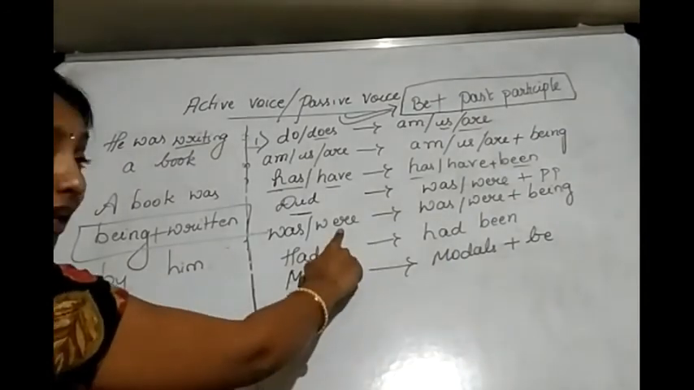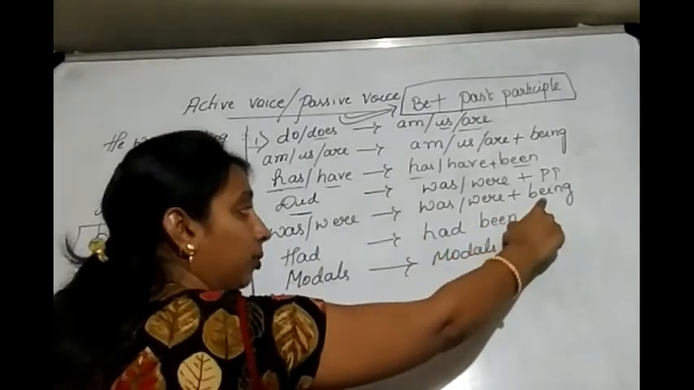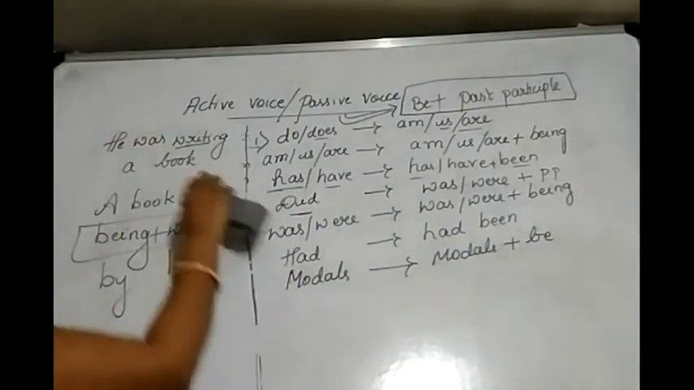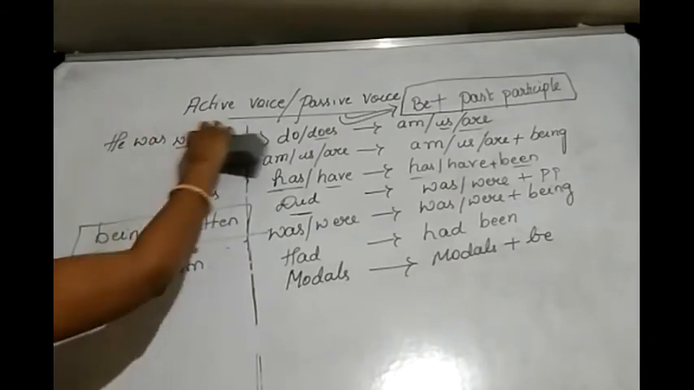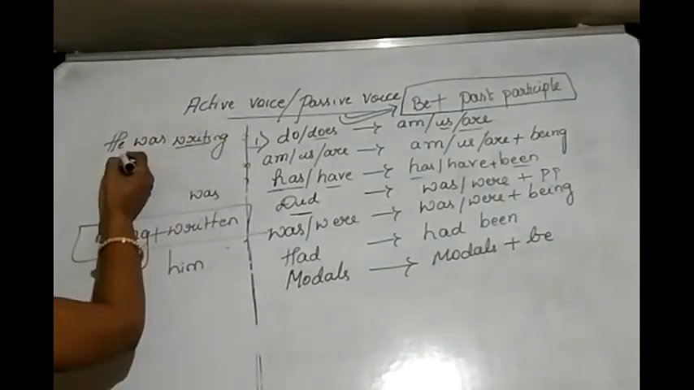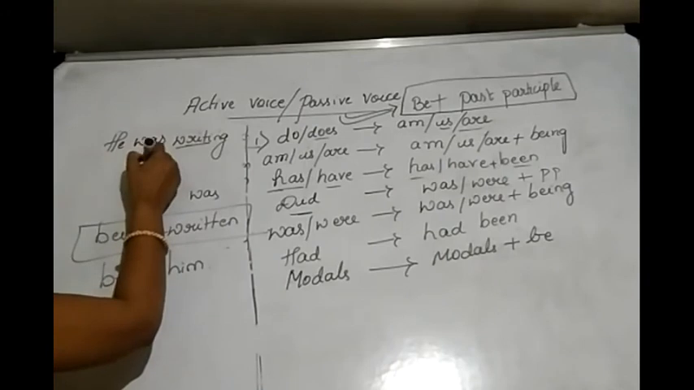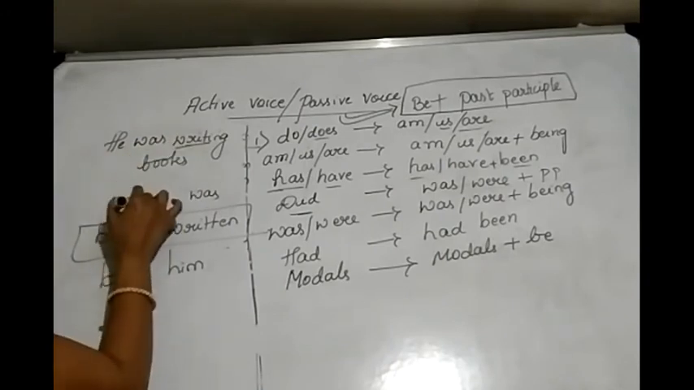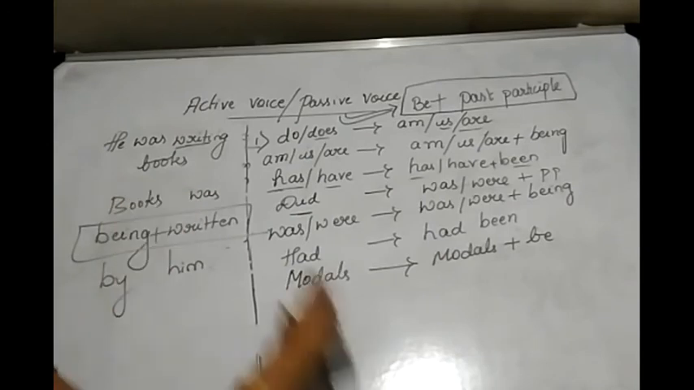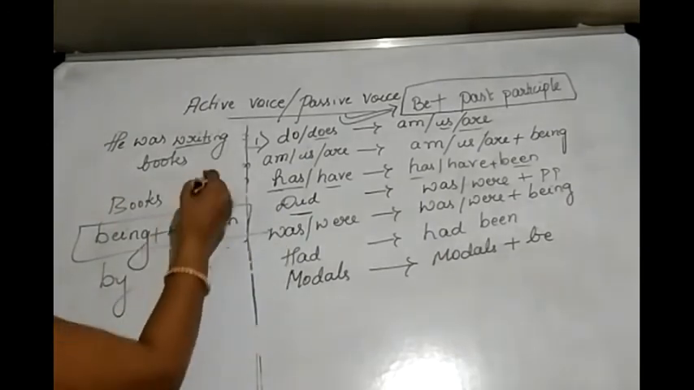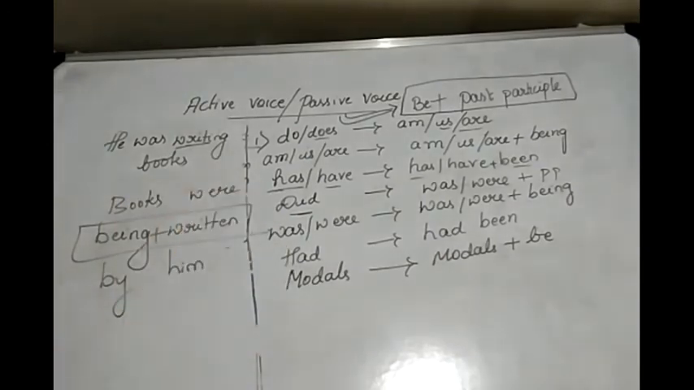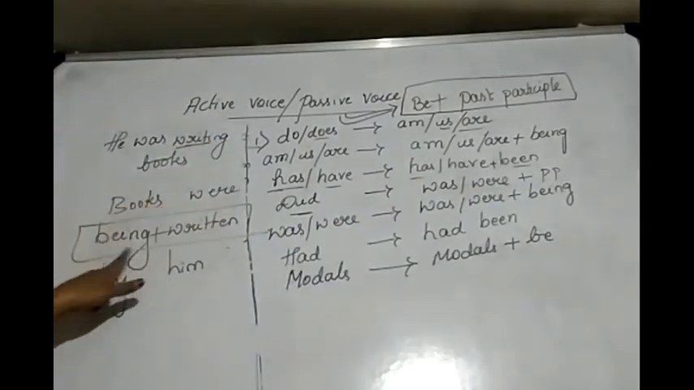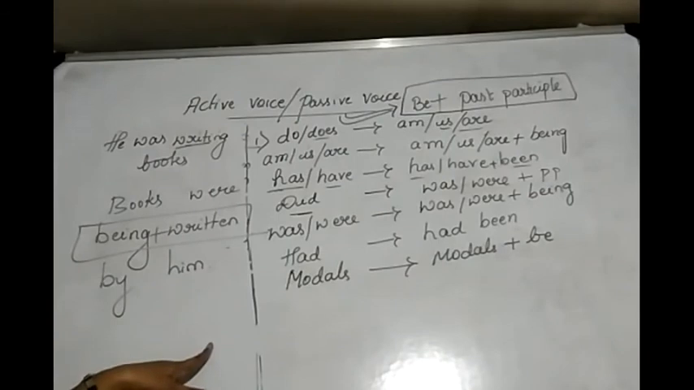Next, if you get were, it also has to be added with being. For example, see, if we have a sentence, he was writing books, then we have to write down books were. Books were means were plus being. Books were being written by him.